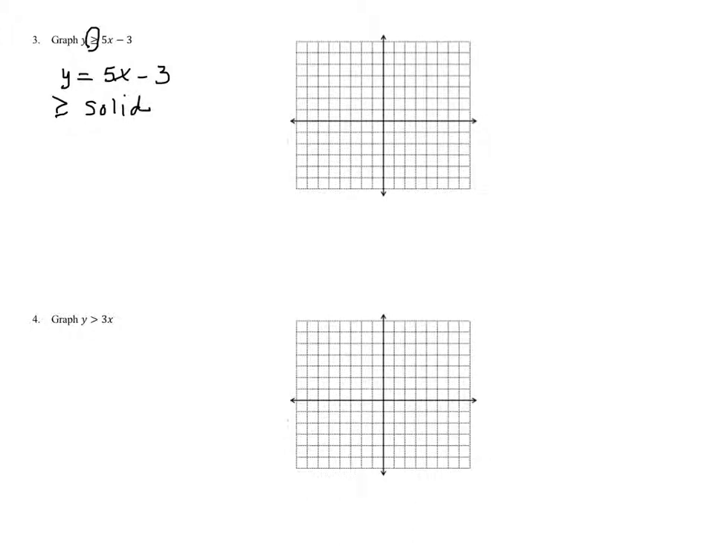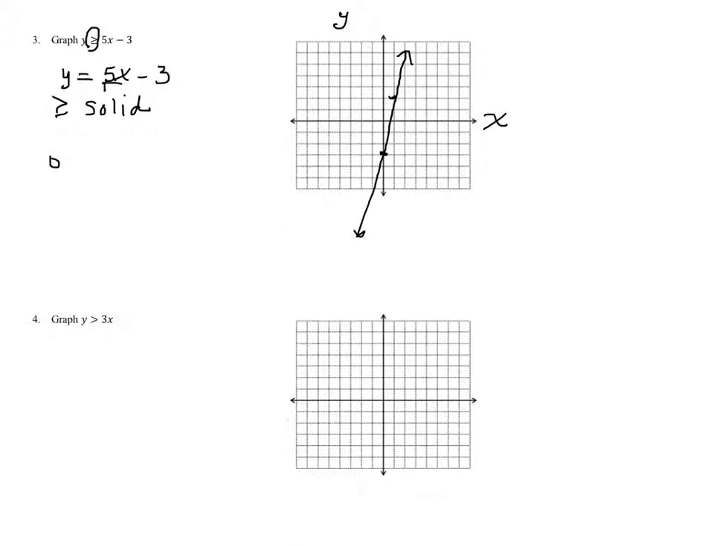So I'm going to start at negative 3, label my axes, of course. Start at negative 3. The slope says to go up 5, 1, 2, 3, 4, 5, and right 1. There it is. And since it's solid, I'm just soliding the line. There it is. Now I have to shade.